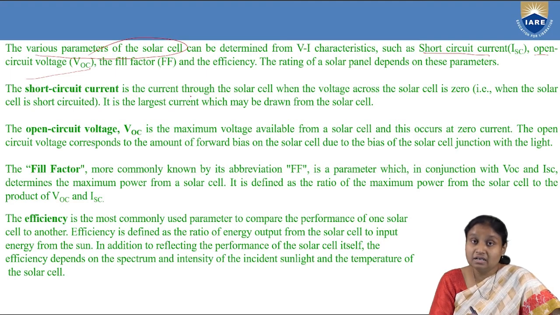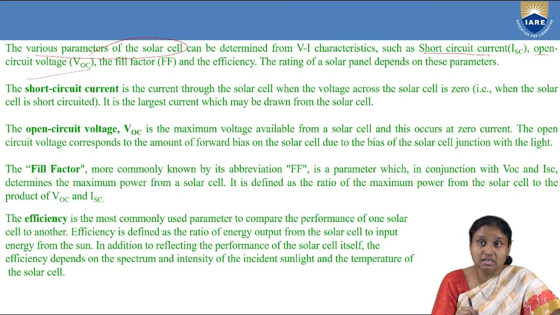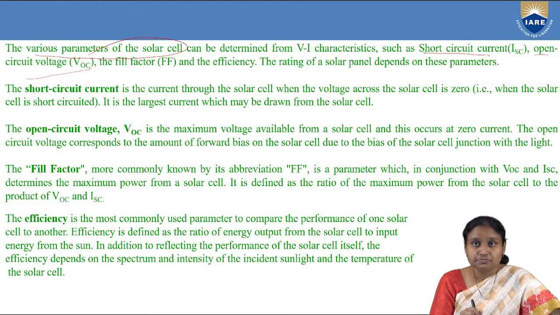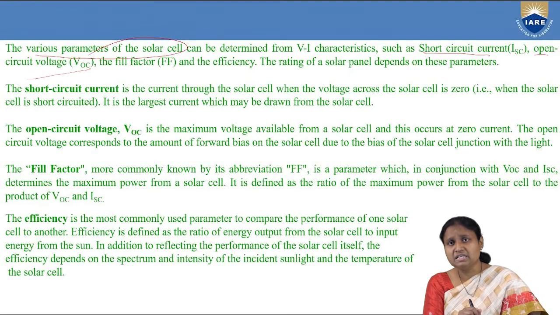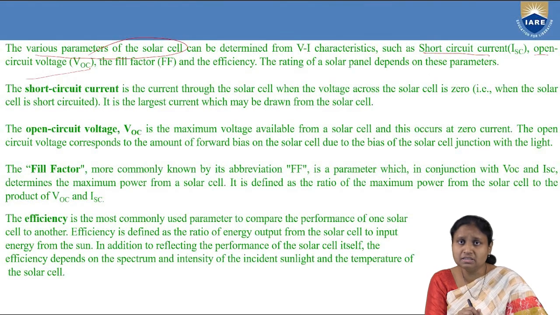This is the current which is flowing across the solar cell when voltage is 0. So when we keep our voltage across the solar cell zero, whatever maximum current is flowing across the solar cell is called short circuit current, or when the solar cell is short circuited. And as I told you, this current will be maximum, which we have seen in the VI characteristic.